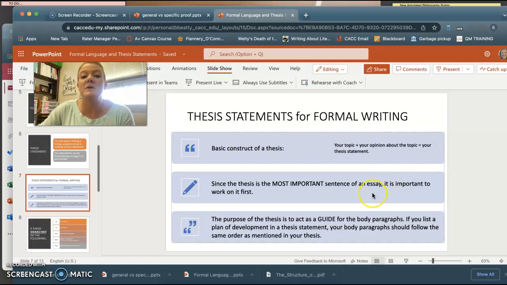Since the thesis is the most important sentence of an essay, it's important to work on it first. So you pick a topic, and you create a thesis statement, and then the rest of your essay is going to be built around that thesis statement. The purpose of a thesis statement is to act as a guide for your body paragraphs. If you list the plan of development, which we'll talk about in just a second, your body paragraphs should follow the same order as mentioned in your thesis.